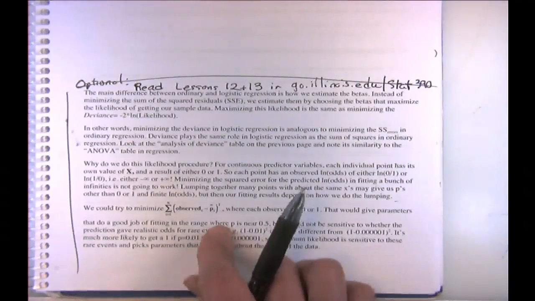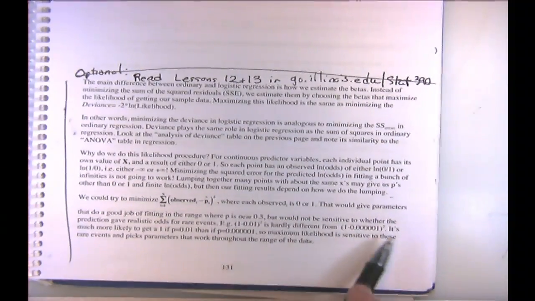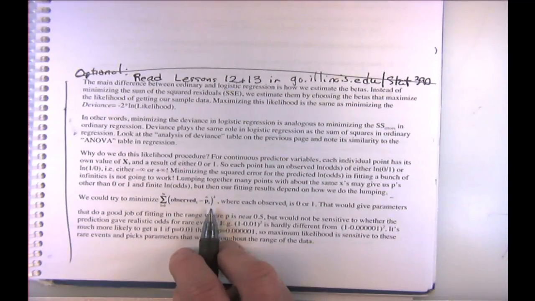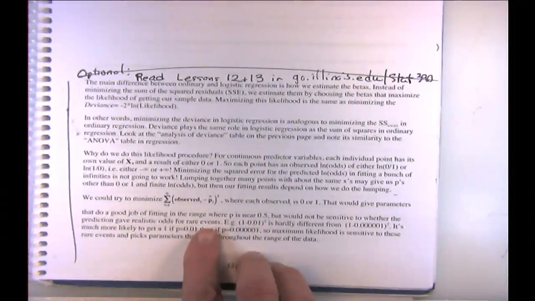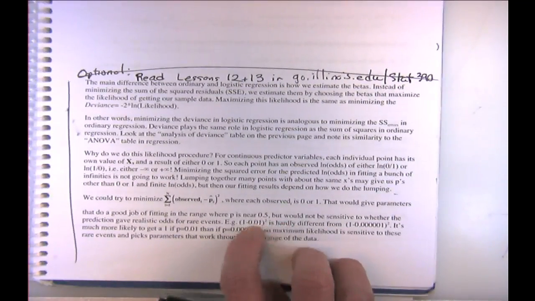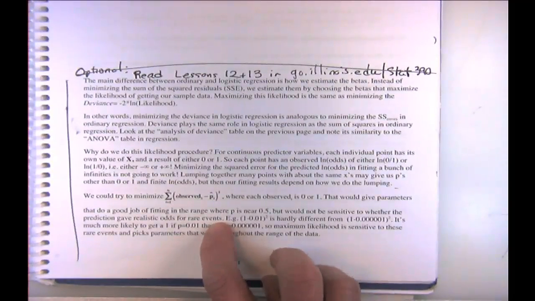So then you could try to minimize that. You could try to take those percentages, those intervals, and that would give parameters, so you minimize the sum of the observed minus, in each interval, you take your observed percentage minus a predicted percentage. You could do that. But that would only do a good job of fitting in the range where p is in the middle, or near 0.5. But it would not be sensitive to the prediction. It wouldn't give realistic odds for more rare events.